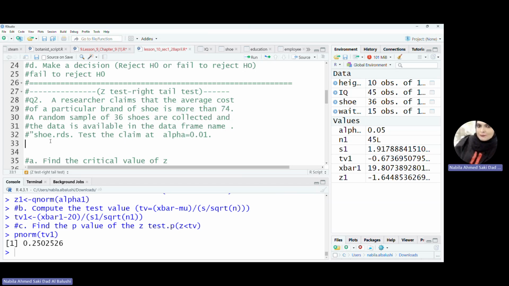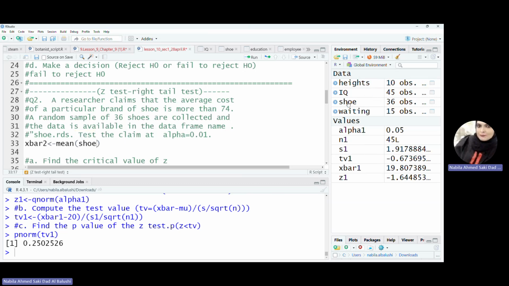So first of all, we need to get this information. How much is the sample mean? We will save it as x bar 2. Mean is the code for the sample mean. The file name is called shoe. See here, the file name. As it is written in the environment, write the same, shoe. And then, if we have only one variable, we have to select that variable available, cost.